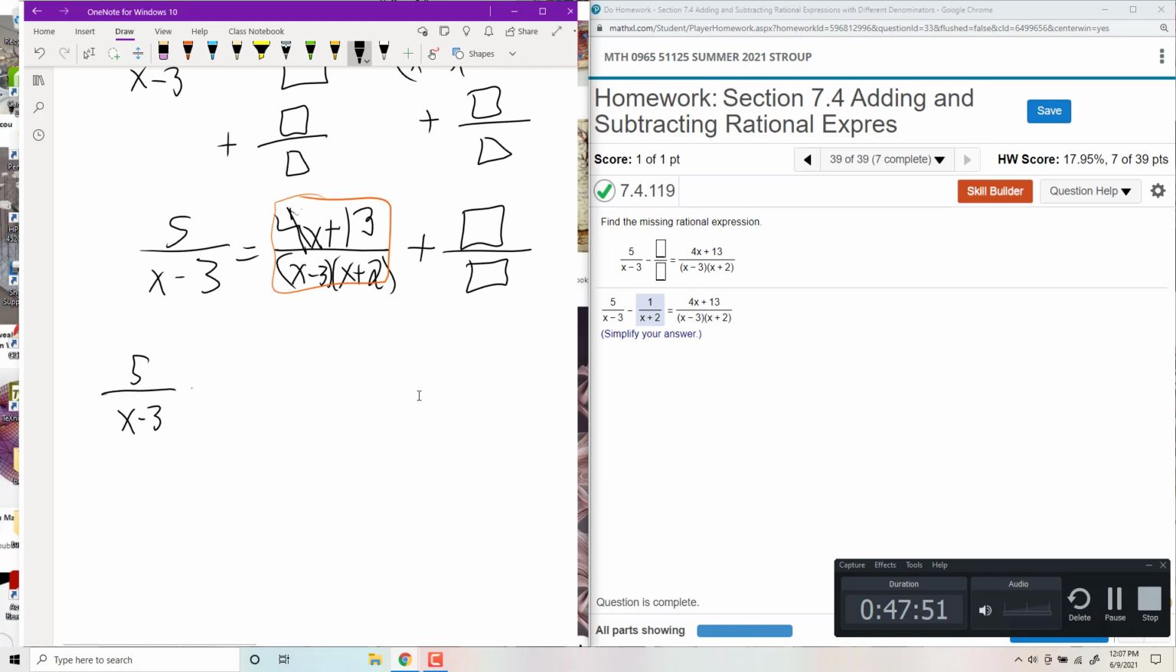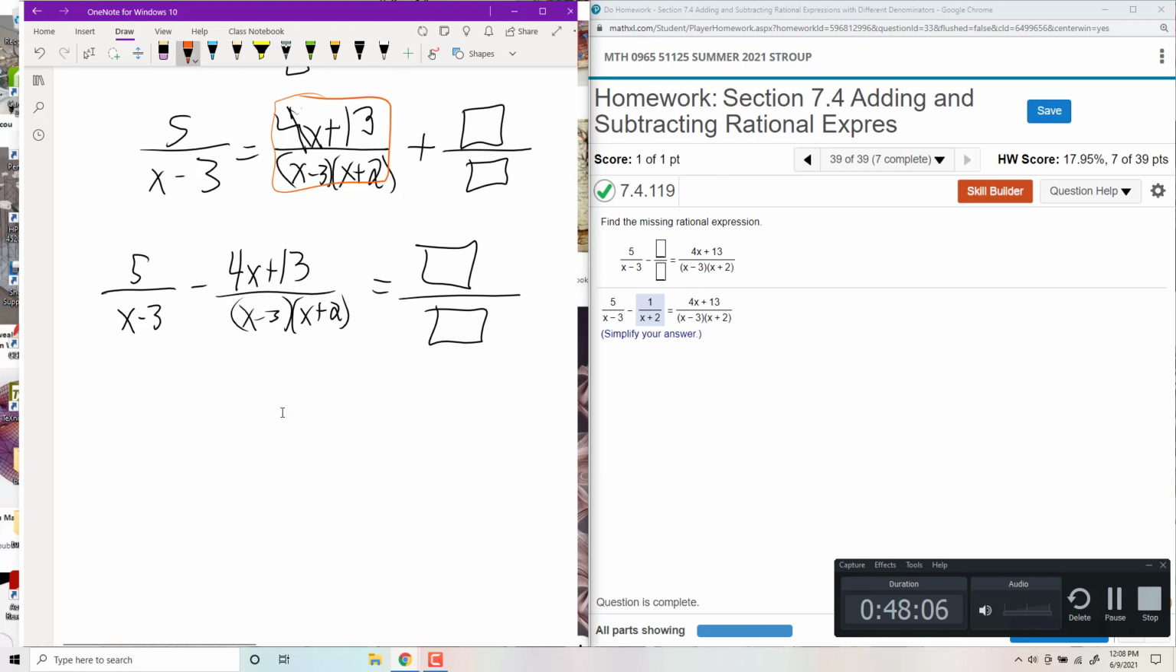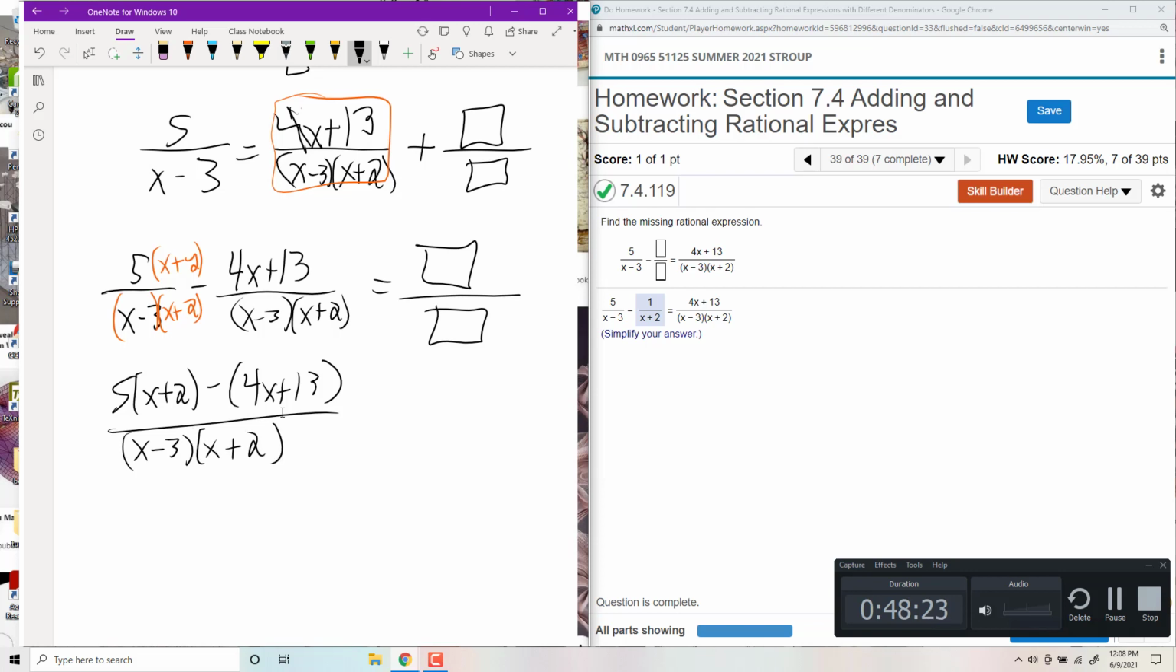So 5 over x minus 3 minus 4x plus 13 all over x minus 3 times x plus 2, and that equals box over box. Then I just simplify the left-hand side, and that should be the answer. Okay. So I need a common denominator. This guy's missing an x plus 2 in top and bottom. So 5 times x plus 2 minus the other numerator. Don't forget to distribute. And that should equal our unknown fraction.